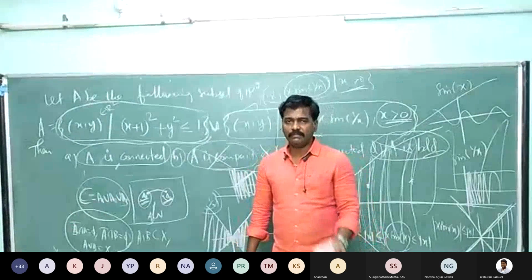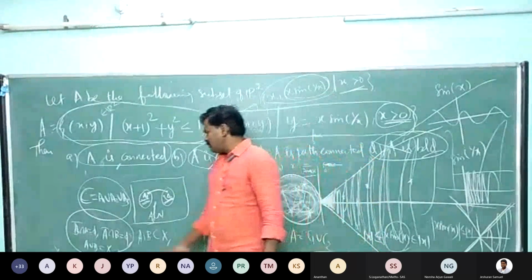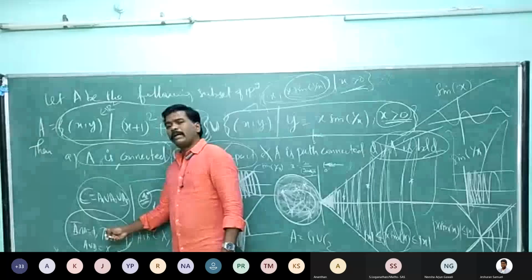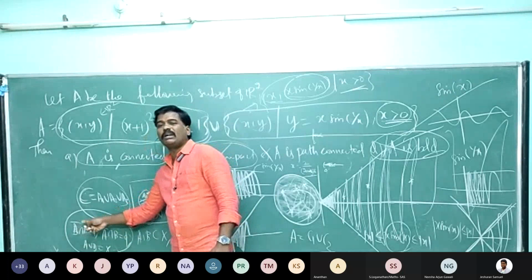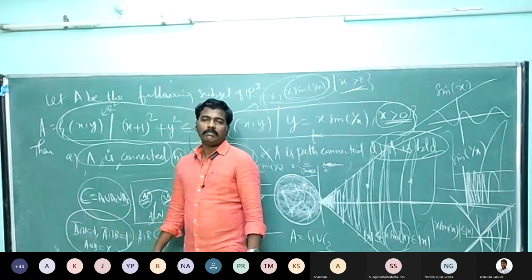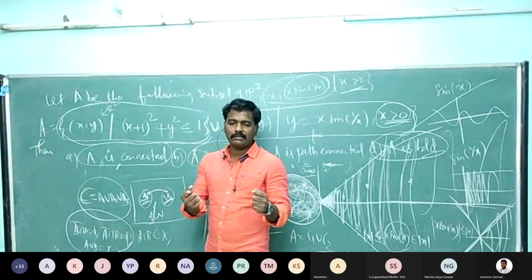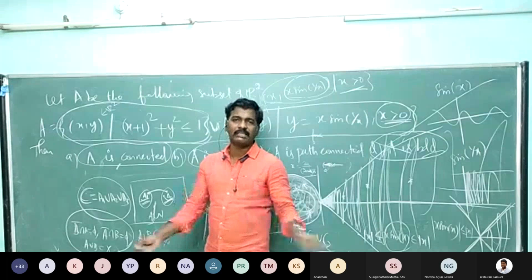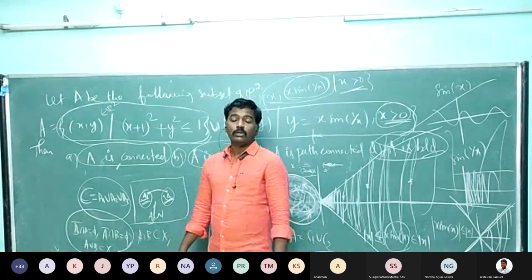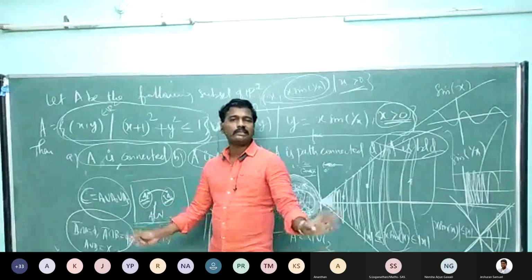A and B must be non-empty, that is what is needed. A and B are non-empty, which means any limit point of A is not in B, and any limit point of B is not in A. If A and B have such a property, then we say that the parent set is disconnected. If you can never find such A and B, then the set is connected.